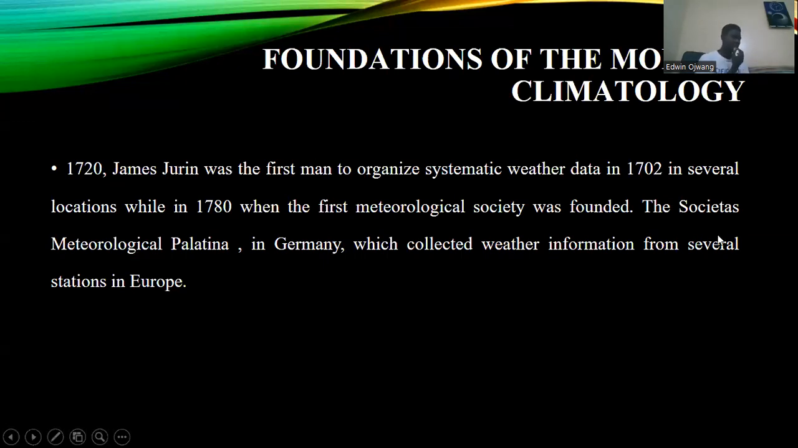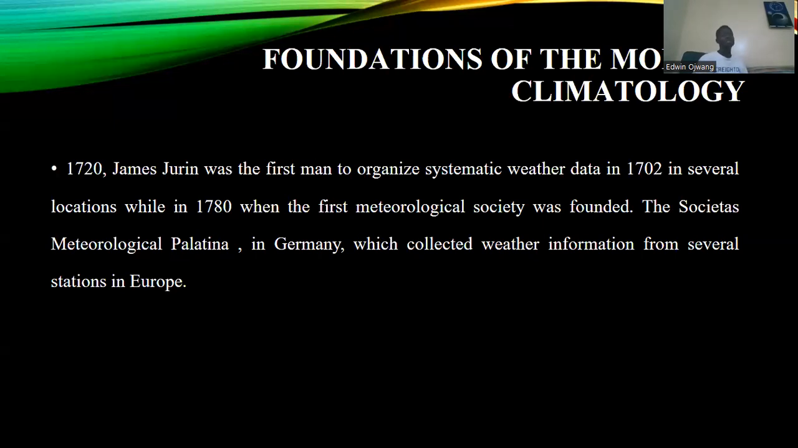So now we have modern climatology. Whatever we've just covered is the scope and the development, the history of climatology. Now let us look at the foundations of modern climatology.